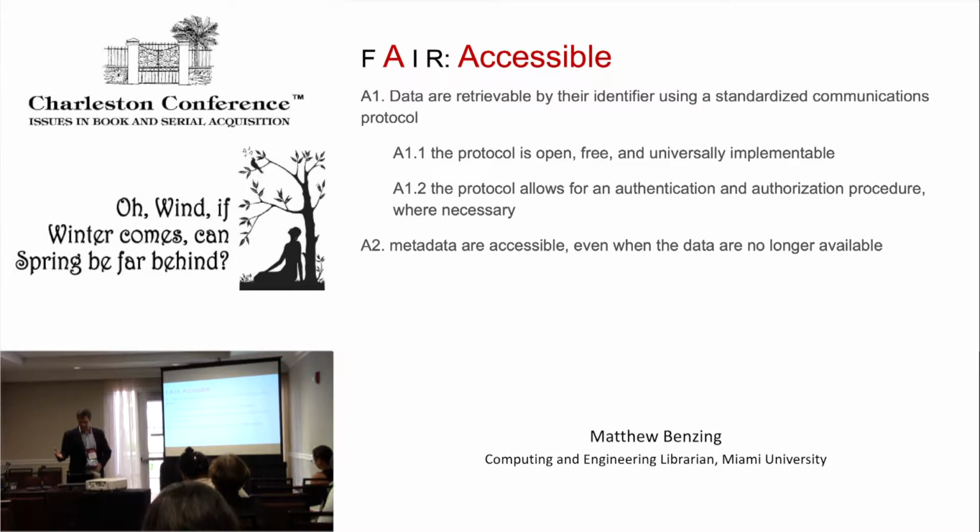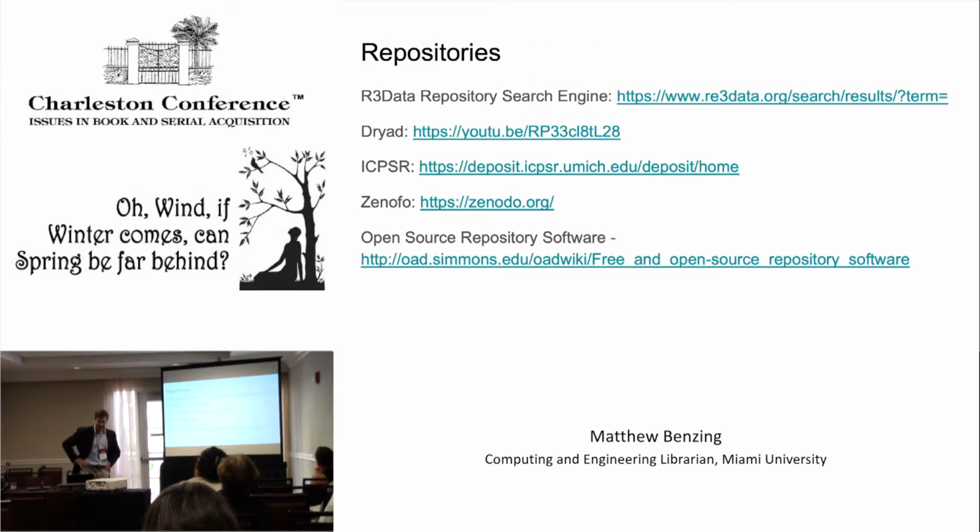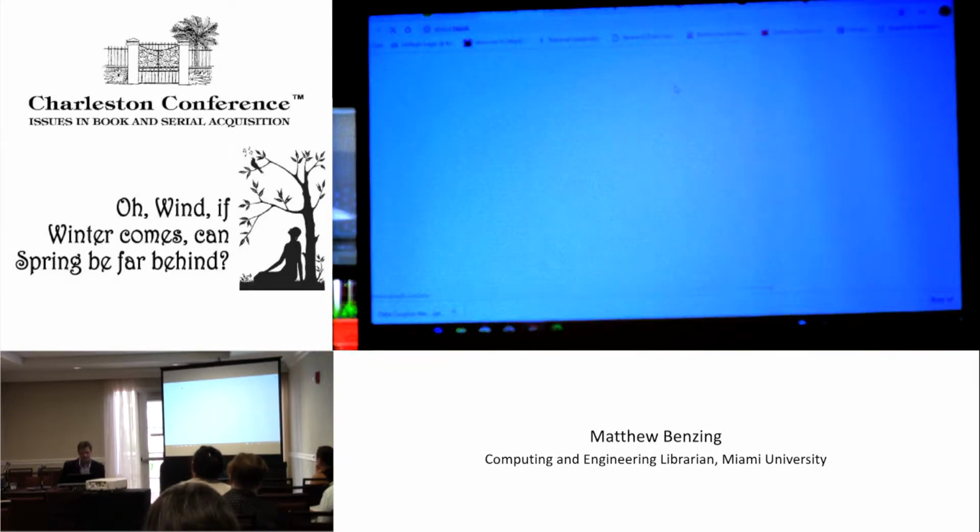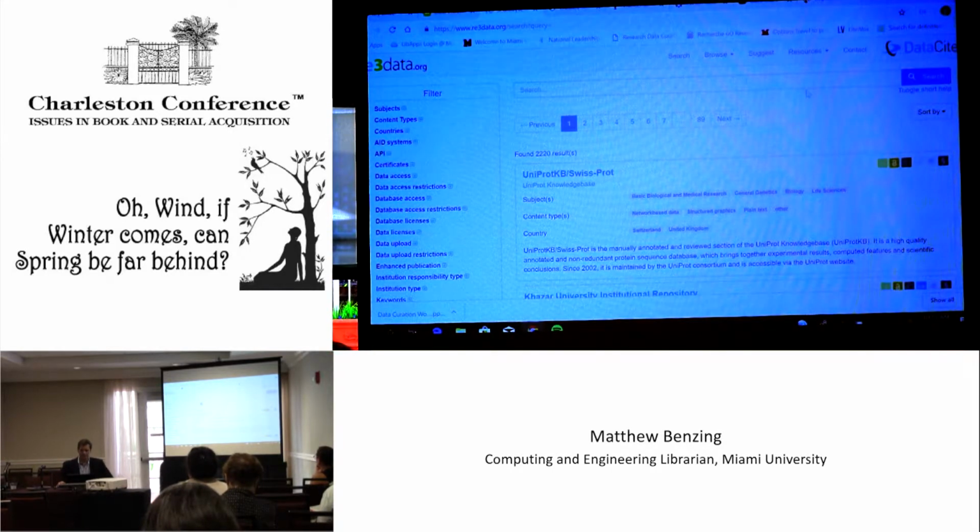Metadata are accessible even when the data are no longer available. If a data set gets pulled down, is the metadata still available for people to see what was there? That's the idea there. And I've got a list of repositories here. People ever use the re3data search engine? Yeah, if you haven't seen it, this is another nice little search tool.